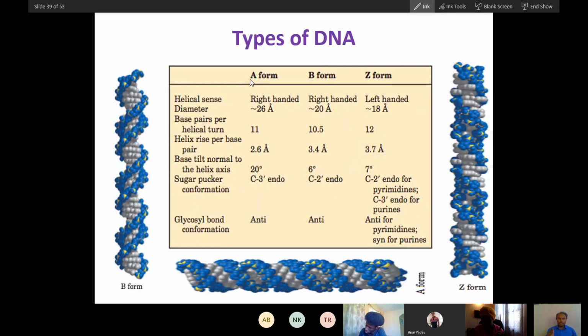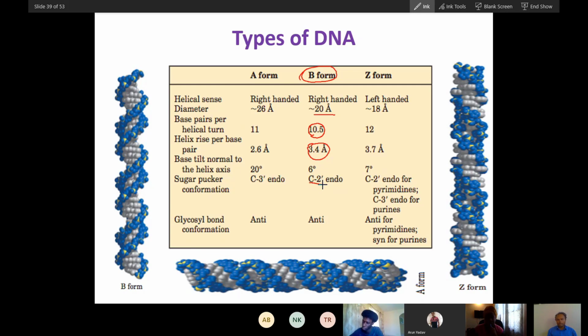So DNA in our body is of B form. This B form DNA has, you can see this width. I have already told you the width is 20 angstrom and the height is about 3.4 angstrom, and the total pitch contains 10.5 bases, and I have already discussed this.